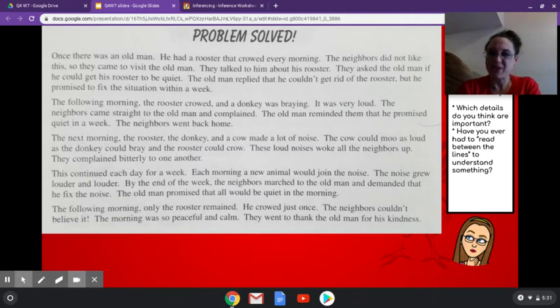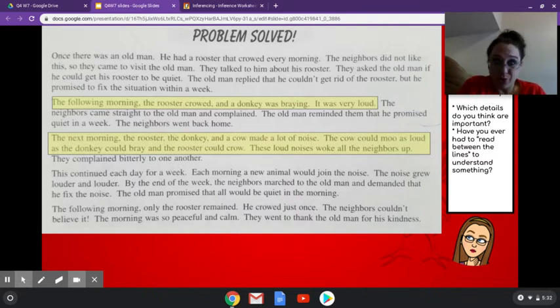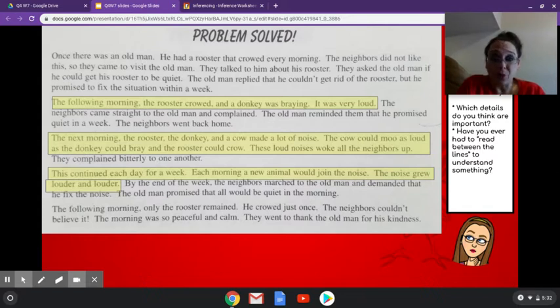Okay, so think about those questions that we were just asking before. Here are some key details. We have some of the details in the examples. The following morning, the rooster crowed and a donkey was braying, and it was very loud. We also have the next morning, the rooster, the donkey, and a cow made a lot of noise. The cow could moo as loud as the donkey could bray, and the rooster could crow. These loud noises woke up all the neighbors. And this continued each day for a week. Each morning, a new animal would join the noise. The noise grew louder and louder. Finally, the following morning, only the rooster remained.